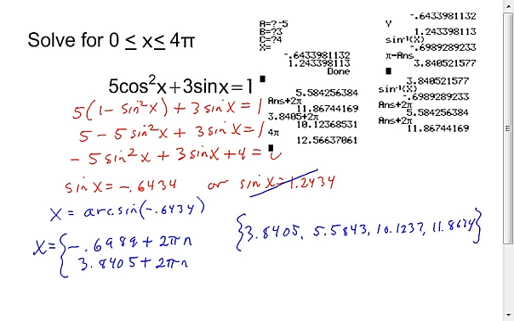Now, of course, you can put this in your calculator and graph this thing and check those solutions. I'll let you do that. Check my solution, see if I got it right. It's always a good question.